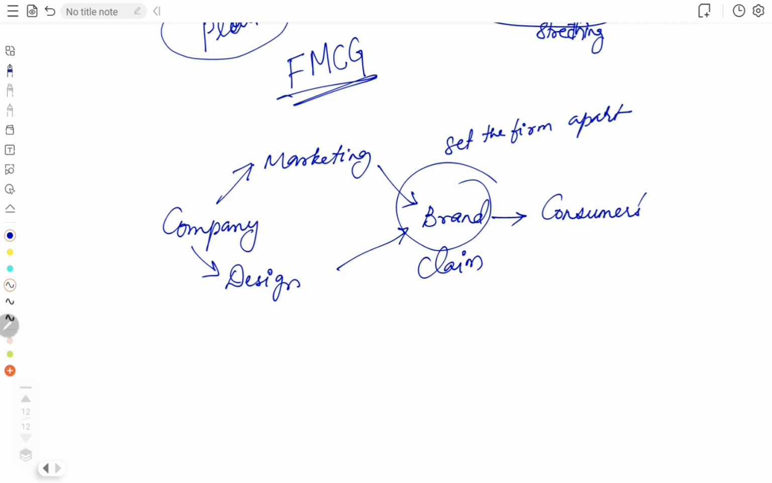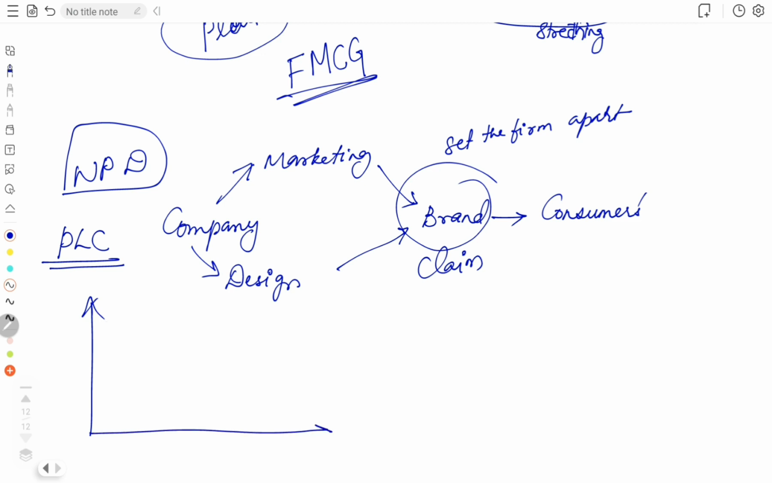The next important thing that we have to learn in this unit is about the PLC, that is product life cycle, and the new product development, NPD, process. Okay, so what is product life cycle? Product life cycle, you can think of it as actually a theoretical model. It shows a series of stages that a product goes through from the moment of its conception, okay, till its eventual decline.